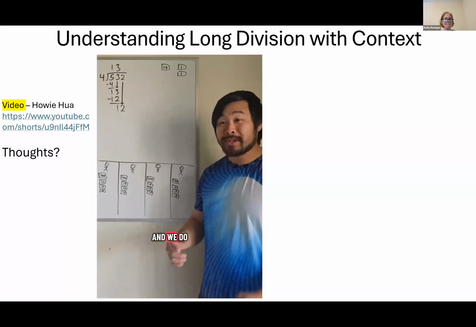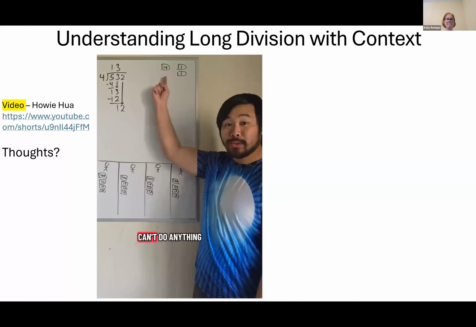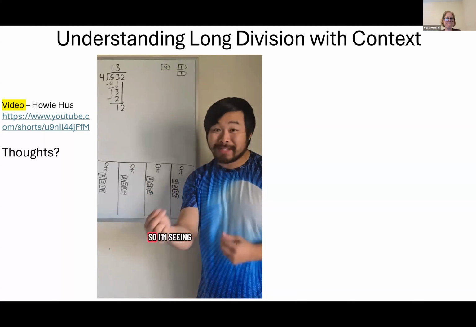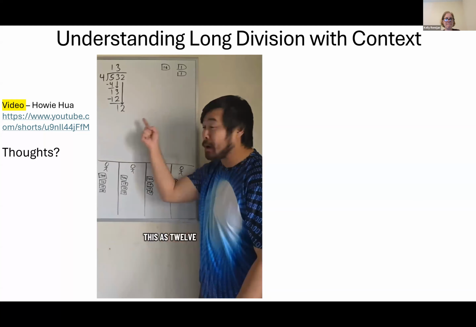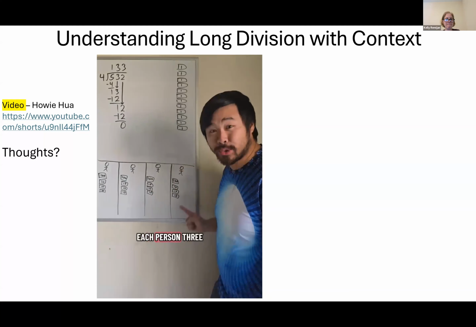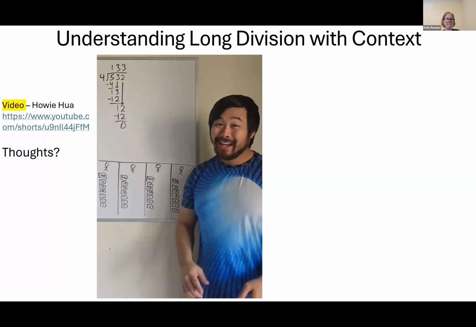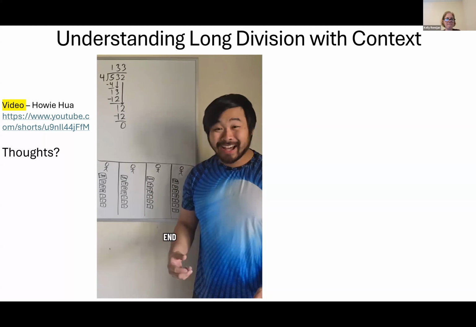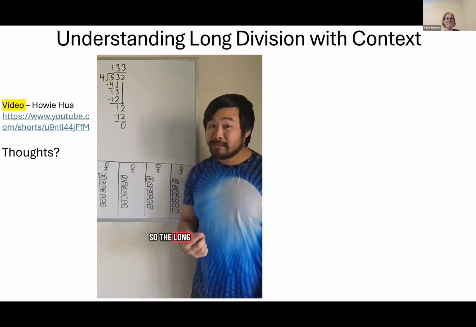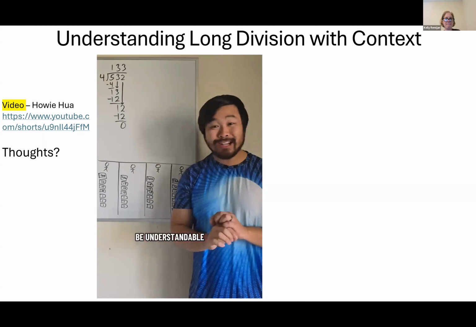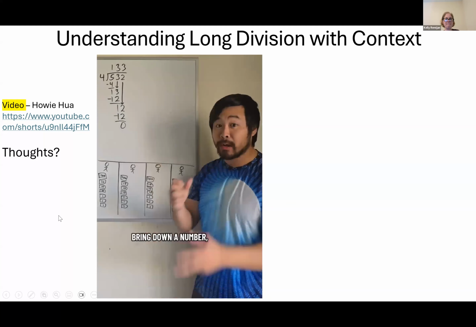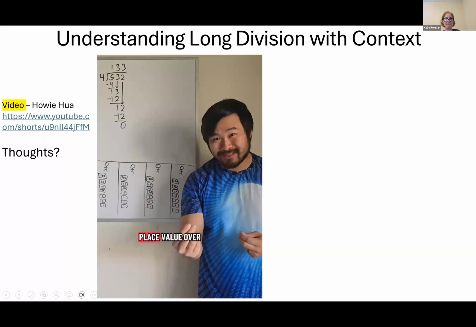And we do this because I can't do anything with this $10 bill. I would need to exchange it for 10 $1 bills, so I'm seeing this as 12 $1 bills. And with 12 $1 bills, I can give each person 3 $1 bills. And in the end, I can see that I can give each person $133. So the long division algorithm can be understandable, and not just something to memorize. All we are doing is sharing equally, and when we bring down a number, we are exchanging for the next place value over.